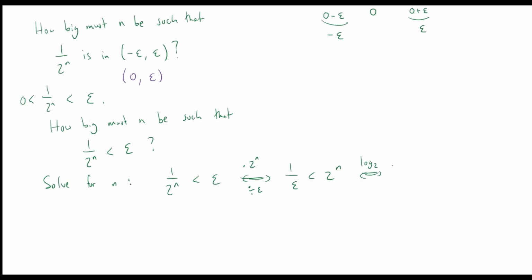Also, Dr. Klesser, in the case where the sequence can be negative, would it be possible just to take the absolute value and then evaluate whether the absolute value is less than epsilon? Absolutely. That's exactly what's going to happen. So here I would get the log base 2 of 1 over epsilon is less than n. And that does it. This tells us how far we have to go out.